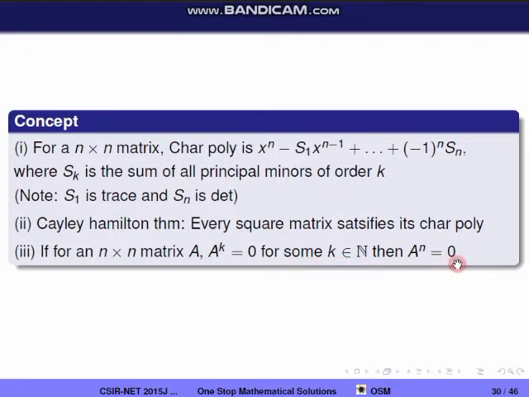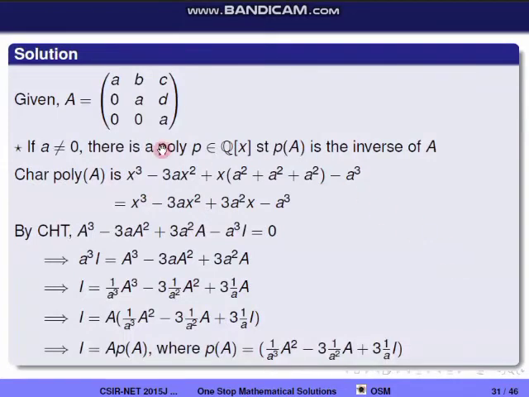Now we'll move on to the question. So they are given the matrix like this. Now we'll check the options one by one. If a is non-zero, there is a polynomial P in Q[x] such that P of A is the inverse of A. So we'll check this condition.